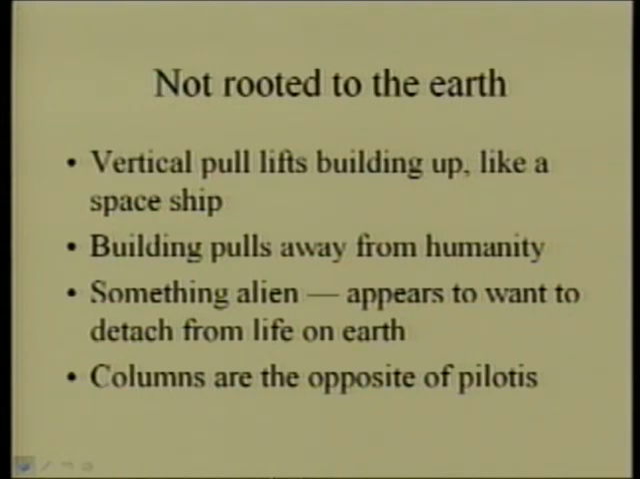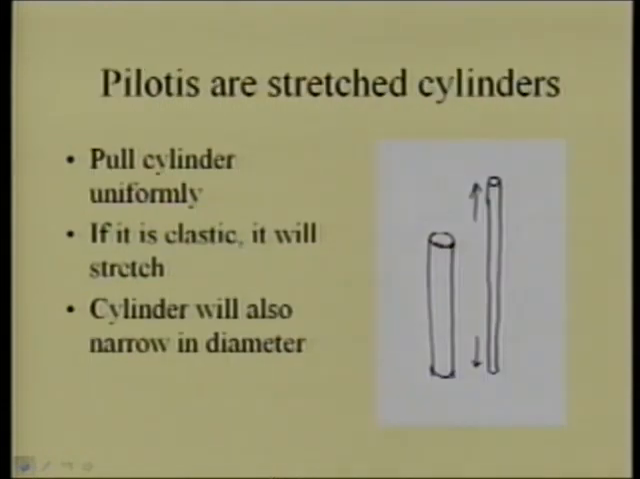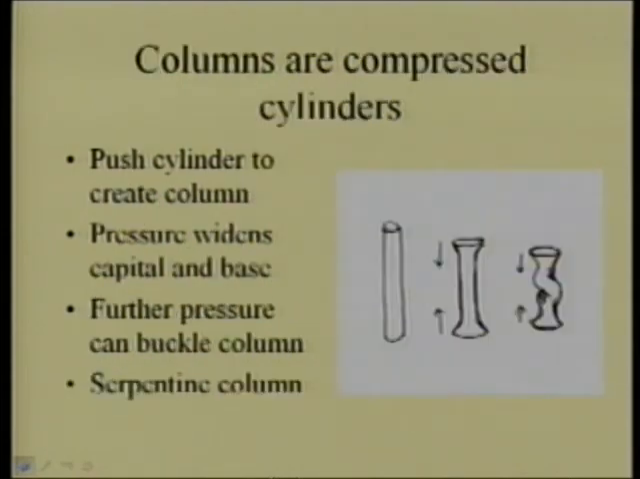And the columns should not be confused with pilotis, just because they're both cylindrical. So this is an important point. Let me show the difference between pilotis and columns. Imagine a rubbery material, and you have your cylinder, and then you pull it. You pull it along its axis, and if it's elastic, it will stretch, and it will also narrow in diameter. And you create a piloti by stretching upwards. Okay, so this goes along with the typology. It's not a column. It's stretched upwards because anti-gravity is pulling every element of this building up.